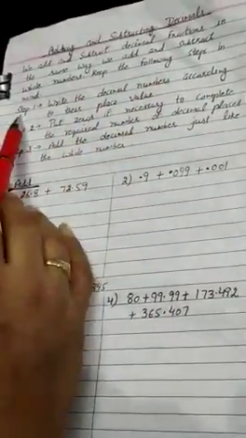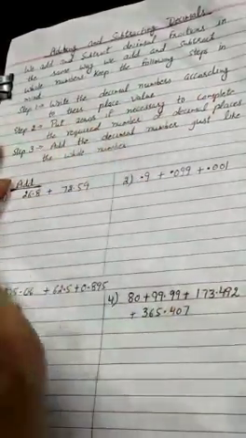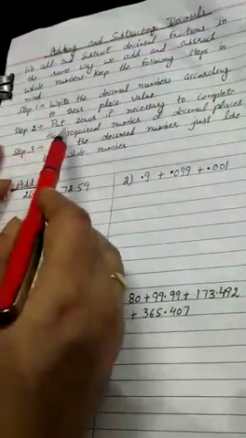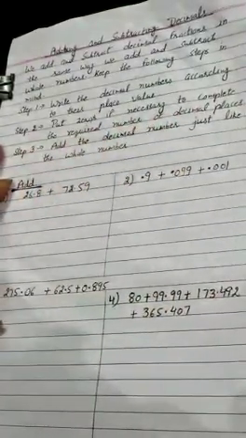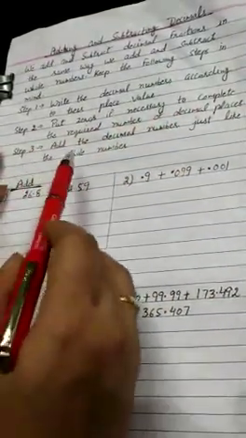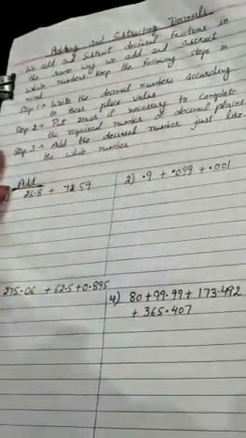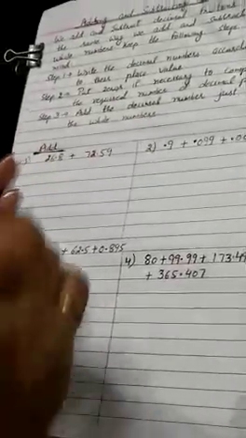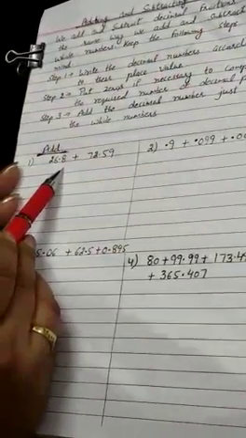Step 1 is to write the decimal numbers according to their place value. Step 2, put zeros if necessary to complete the required number of decimal places. And step 3, add the decimal numbers just like whole numbers. Now, how to do these? All this will become clear with the help of an example.